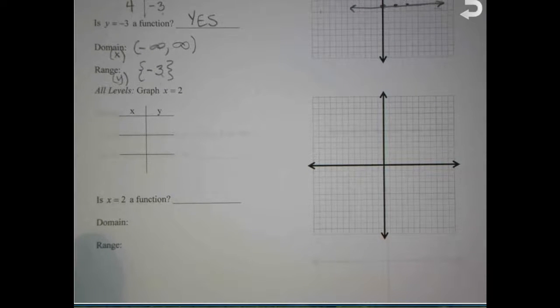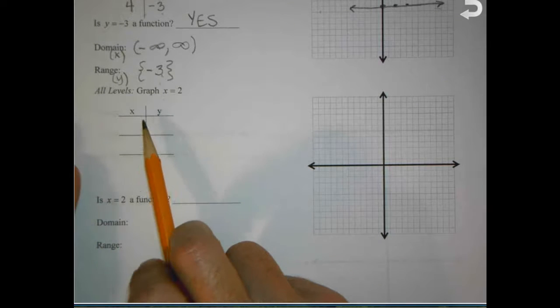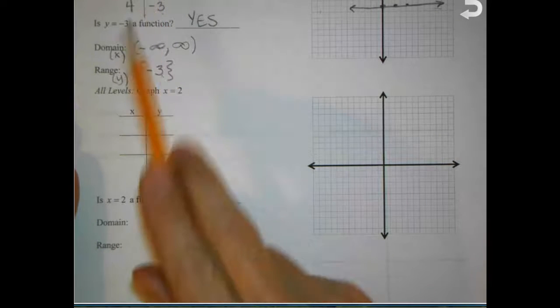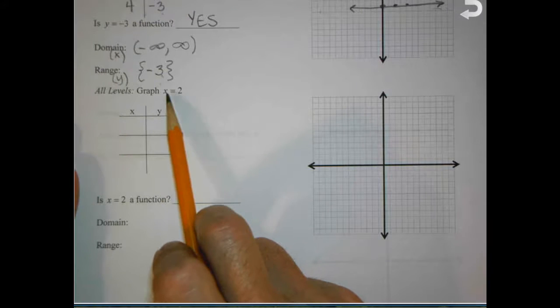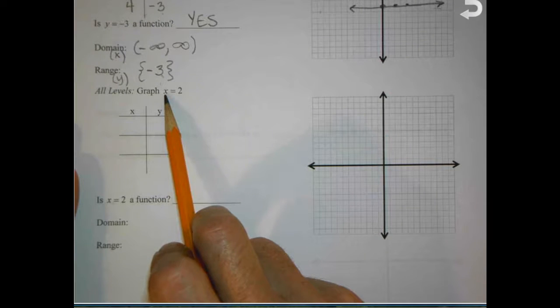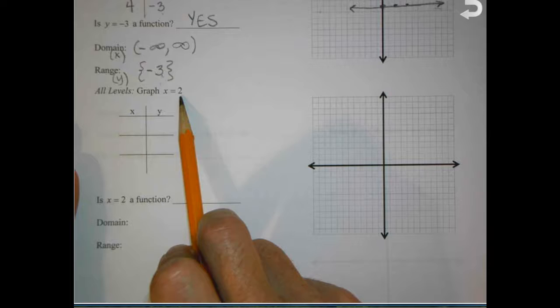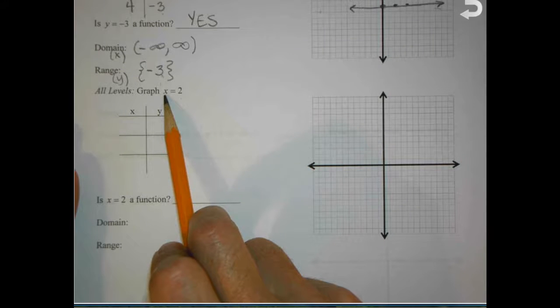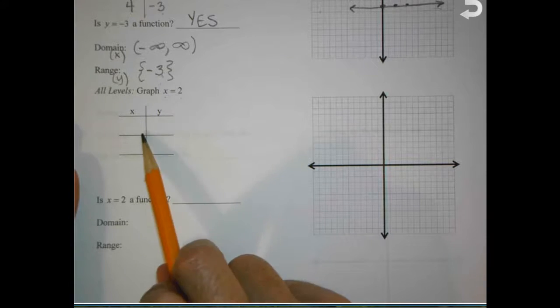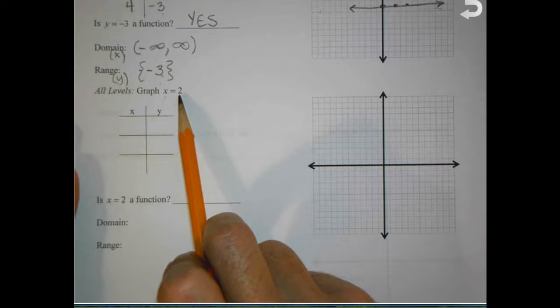X equals 2. So in the same way that I worked the problem above, I can work this one, and I know that no matter what, my x has to be 2. I can either memorize that if I only have an x and no y, that I'm going to have a vertical line, or I can plug in numbers for my xy table. So I'll show you the xy table just so you can use that as a backup.